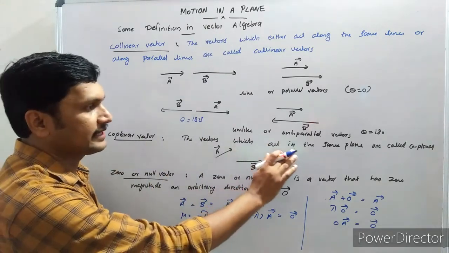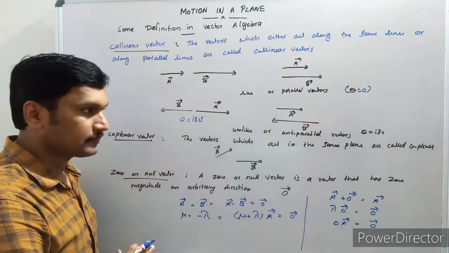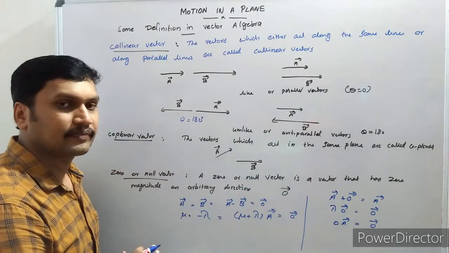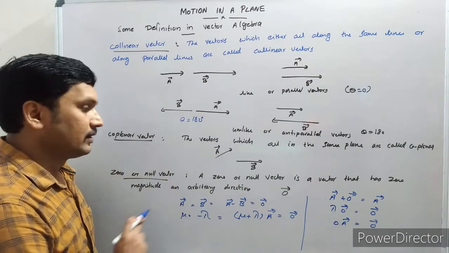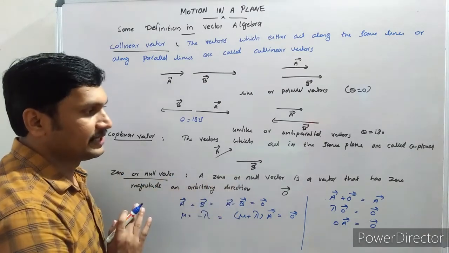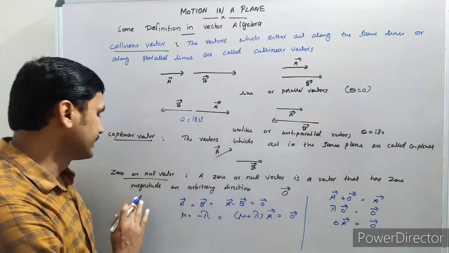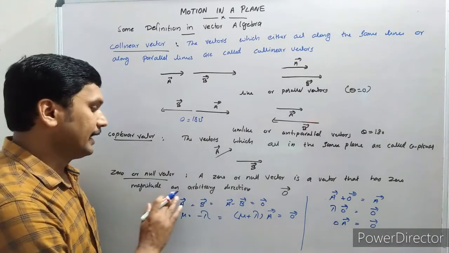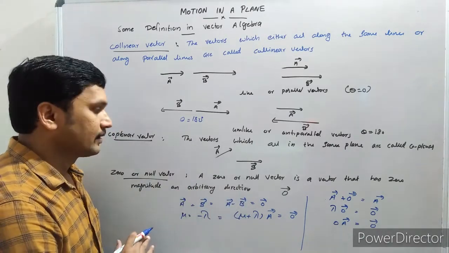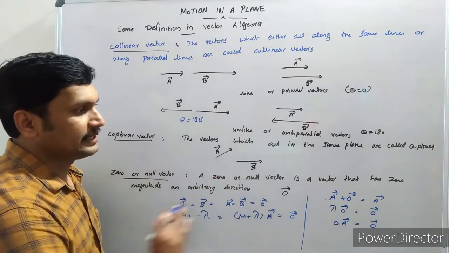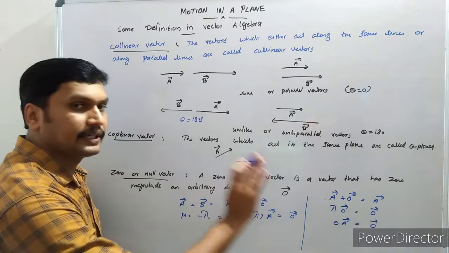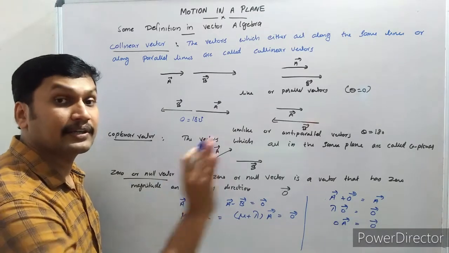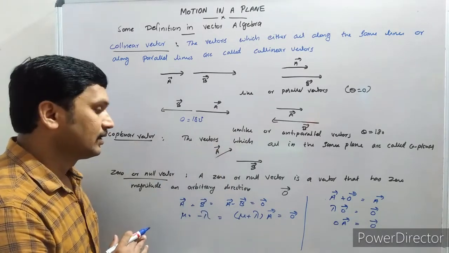The vectors which act in the same plane are called coplanar vectors. Now, the zero or null vector. A zero or null vector is a vector that has zero magnitude but an arbitrary direction. Magnitude is zero, but it has an arbitrary direction.